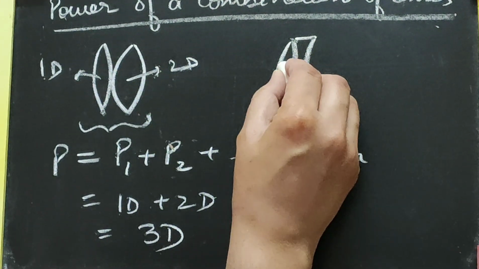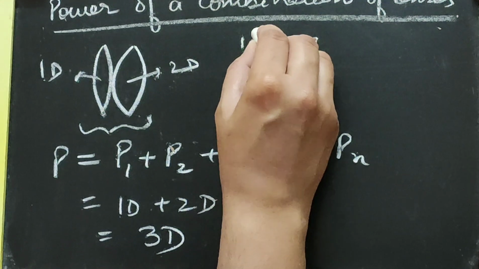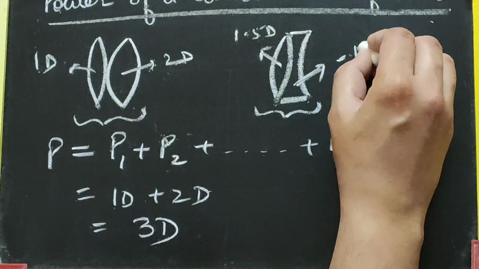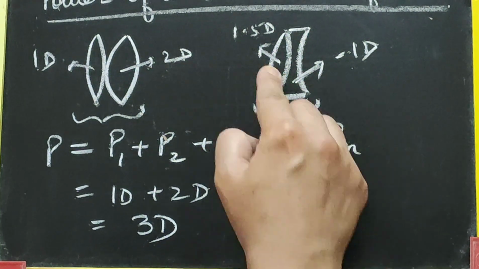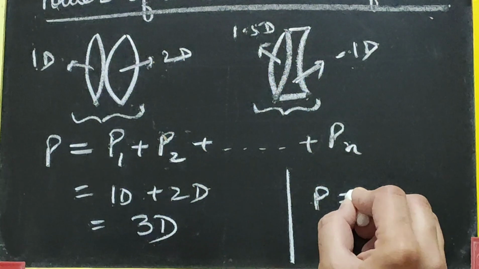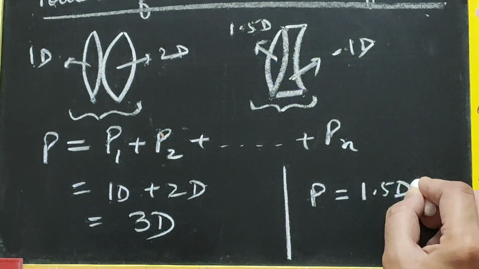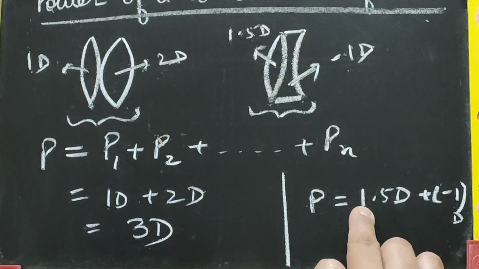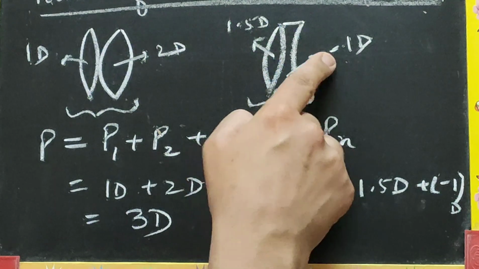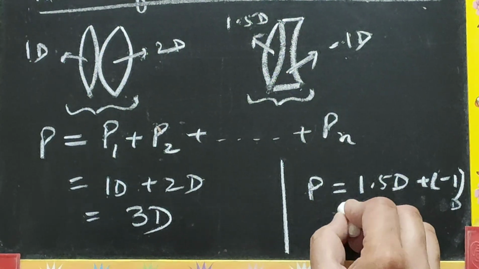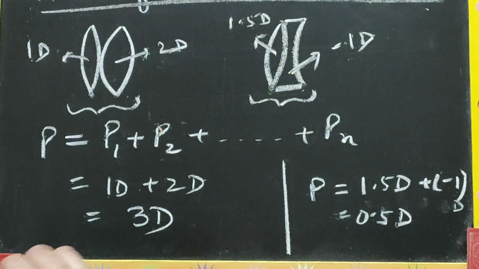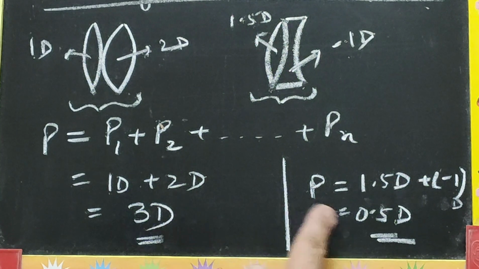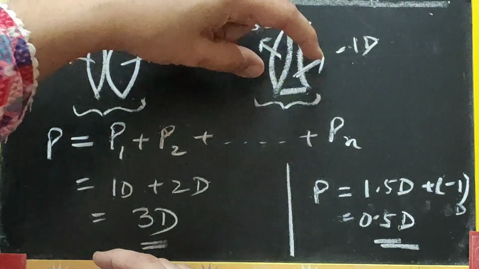Whereas in the second case, let the convex lens here has a power of 1.5 diopter and say the concave lens has a power of minus 1 diopter. Now when we calculate the power of the combination using the same formula, we add both the powers 1.5 and minus 1. We get the power of the combination as minus 1 plus 1.5, that is 0.5 diopters. Now you can see clearly in both the cases the power is coming out to be positive. That means the combination is behaving as converging.